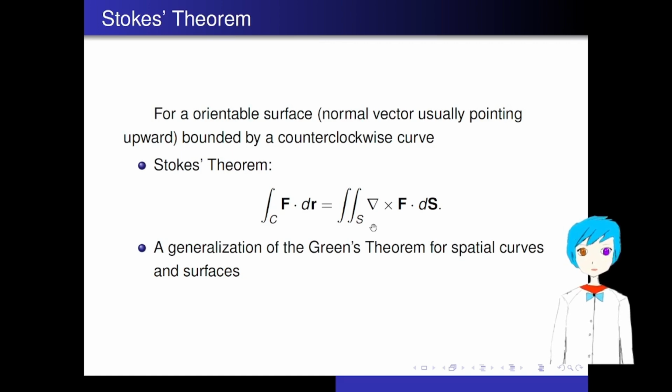It states that the line integral of a vector field on a spatial curve equals the surface integral of the curl of the vector field. So it generalizes the 2D Green theorem to a 3D spatial curve and the surface integral. The conditions are that the surface should be orientable. Usually, the normal vector is pointing upward, and its boundary, which is a curve, has counterclockwise orientation.